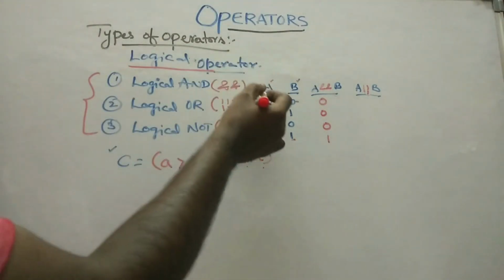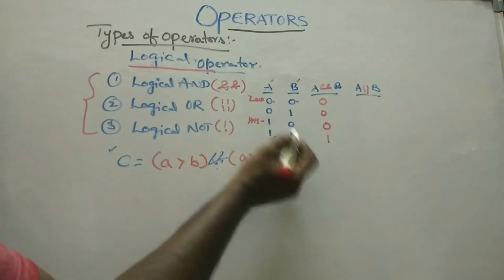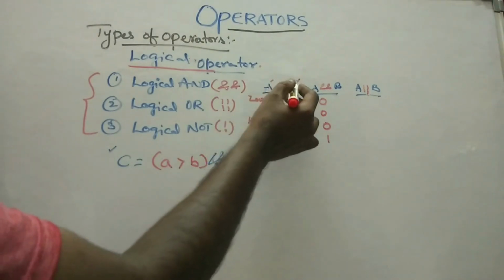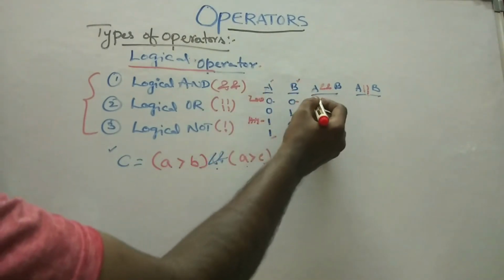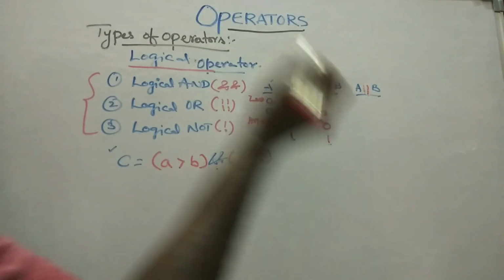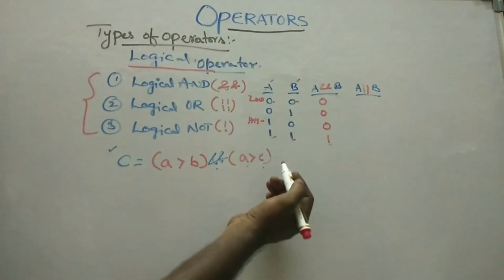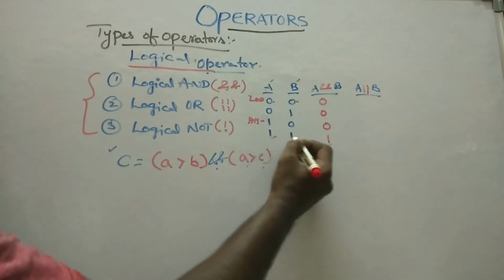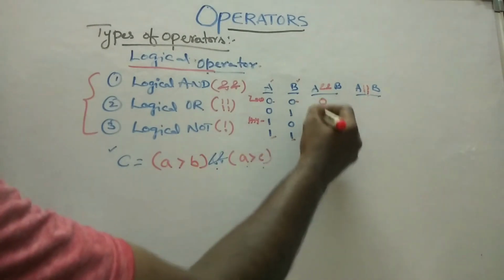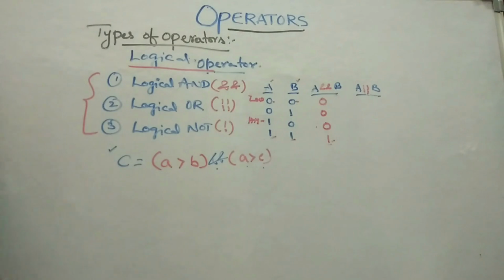That means in logical AND, if any one is 0, either A input is 0 or B input is 0, then we get the output 0, otherwise 1. Or in another way, when both inputs are high, then the result is high, otherwise 0. That is for logical AND.